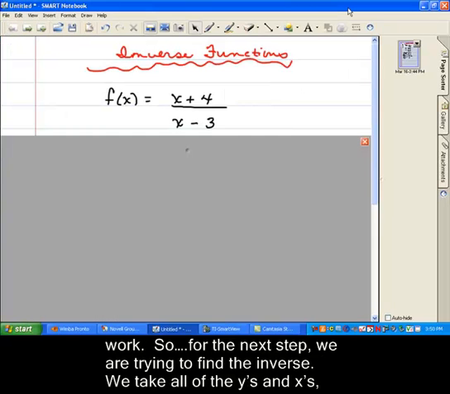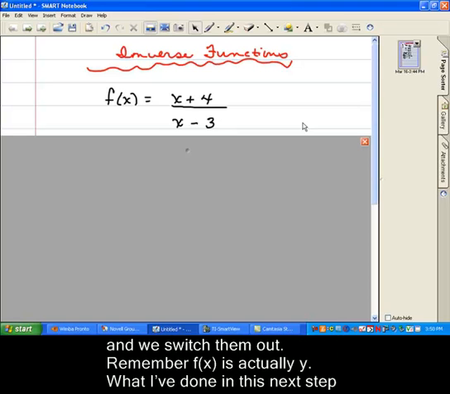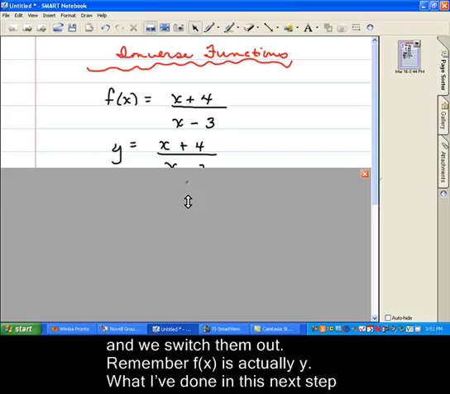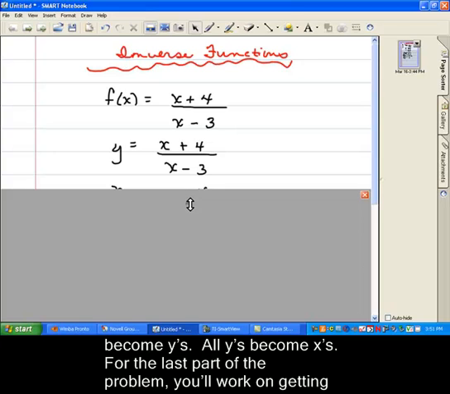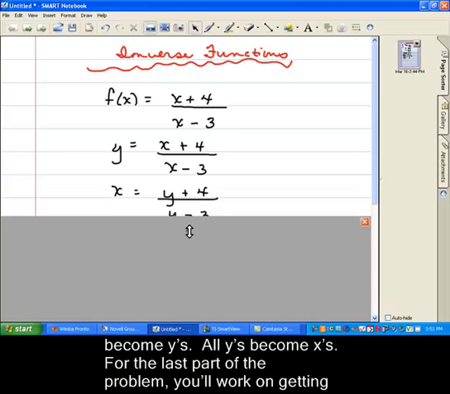So, for the next step, we're trying to find the inverse. We take all the y's and the x's and we switch them out. Remember that f of x is actually y. So in this next step I've just changed f of x to a y. Everything else is exactly the same. We want to reverse those, so all my y's will become x's, all my x's will become y's. So that's what I've done here.